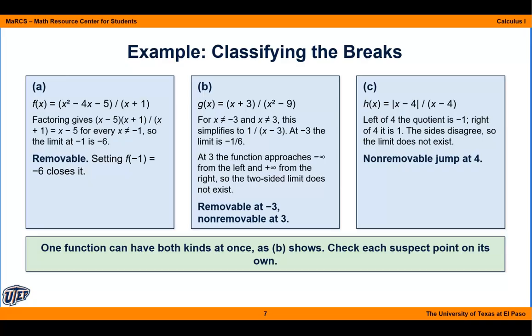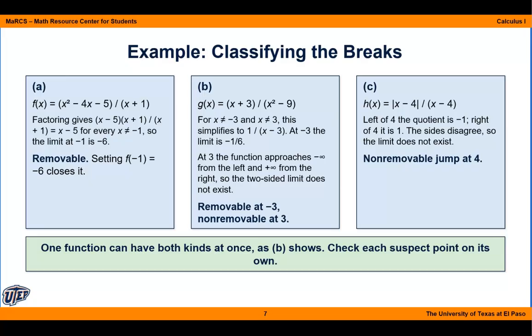In part B, factoring again reveals a common factor. After canceling, the simplified expression helps us analyze both excluded inputs separately. At -3, the limit is -1/6, so that break is removable. At +3, the function decreases without bound from the left and increases without bound from the right. The two-sided limit does not exist, so that break is non-removable.